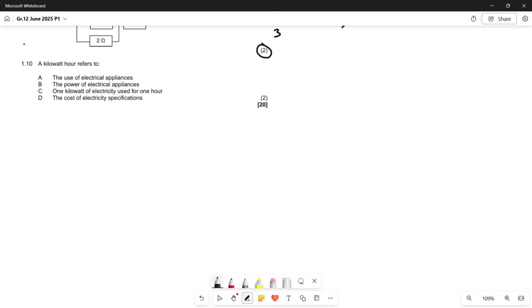Cool. And then final question for this section, 1.10, a kilowatt hour refers to A, the use of electrical appliances. Okay, it's not that. B, the power of electrical appliances. Also not that. C, 1 kilowatt of electricity used for 1 hour. It is that. A and B were not close to that. There are applications of it in the electricity section, but they are not the answer because we use it for electrical appliances, and power is represented in watts, or if we do a conversion, kilowatts, but not the hour portion.